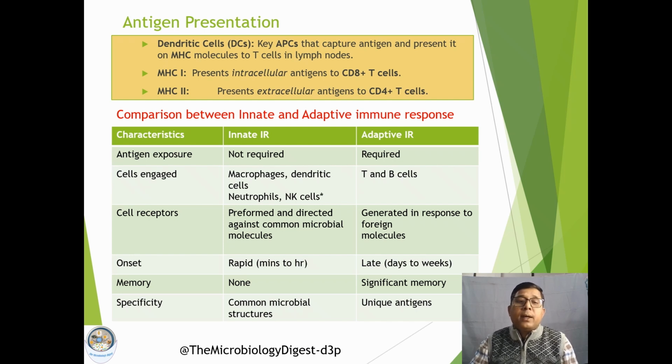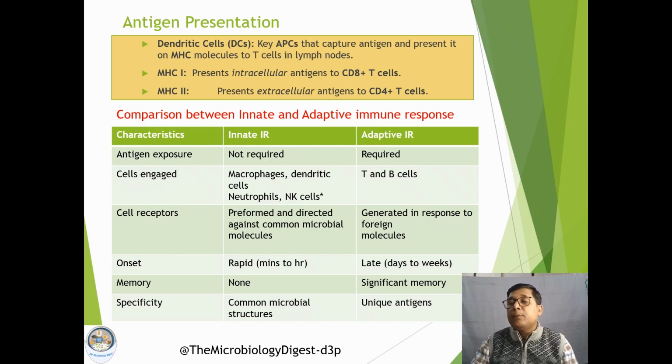Then cell receptors. In innate immune response, they exist preformed and directed against common molecules, but in adaptive immune response, they are generated specifically in response to the foreign molecules coming to the body. Then coming to the onset, in innate immune response it is rapid, within hours or a very short time. But in adaptive immune response, the onset is late; it takes around days to weeks.